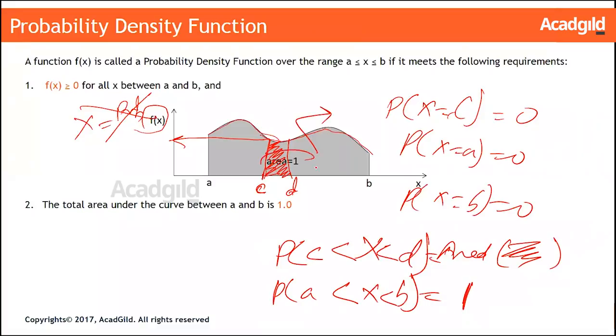This entire area as written over here is equal to 1, and this shaded region would be a fraction of that area, and hence the probability of getting the random variable between C and D. And that is the probability density function, and the cumulative distribution function would be the addition of all this area.